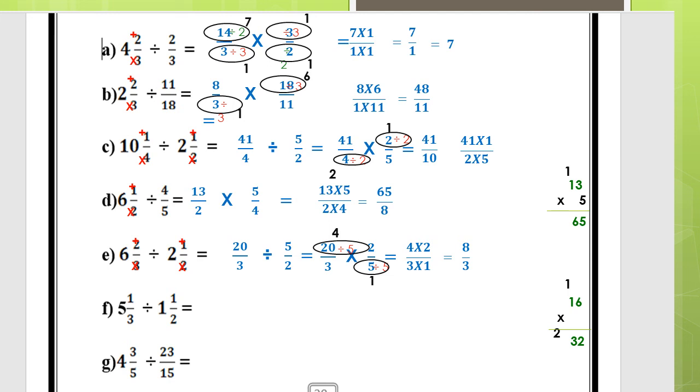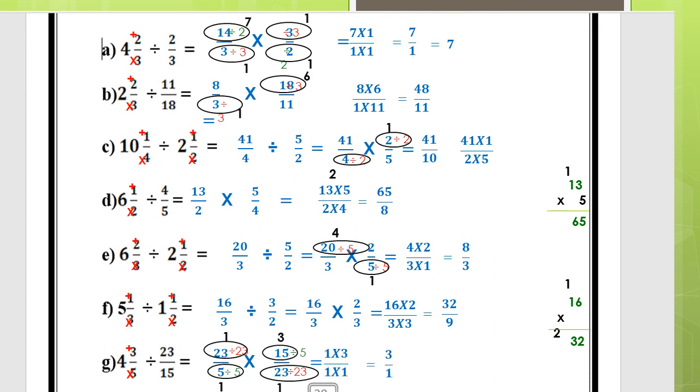5 and 1/3 divided by 1.5. 5 and 1/3 is going to be 16/3. Divided by 3/2. Keep the 16/3 times 2/3. Okay, so now I'm going to multiply across. 16 times 2, which is 32. 3 times 3, which is 9. So my final answer is 32/9.